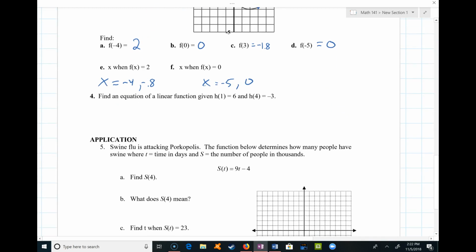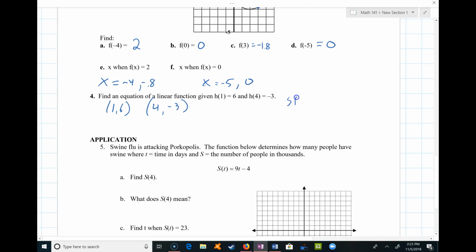Okay, find an equation of a linear function given by these 2 points. Now remember, these just tell me points. So this is saying that (1, 6) is a point on the graph, and (4, -3) is a point on the graph. And we're going to talk more about finding linear equations, but I think most of you have been exposed to it, so it's a good little reminder, and also a preview of where we're headed.